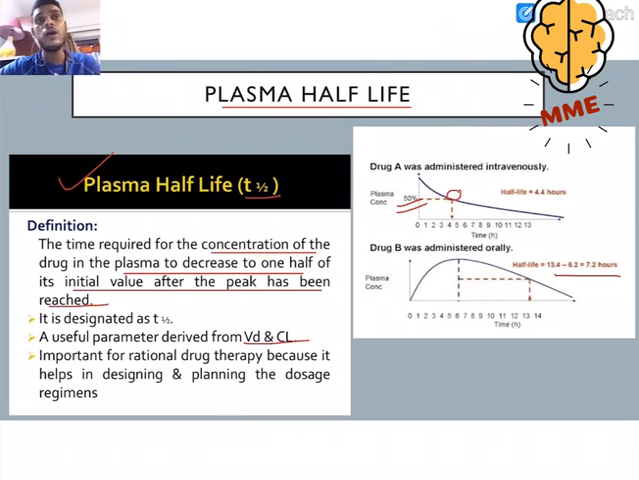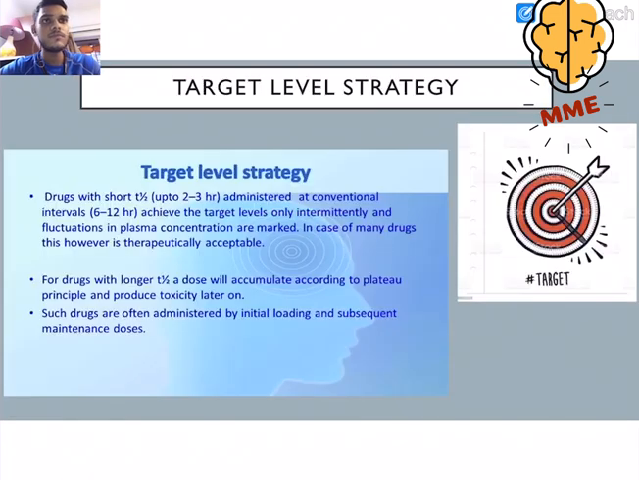No need to go into unnecessary details. Okay, now target level strategy. This is one more very important thing. So what do we mean by target level strategy?